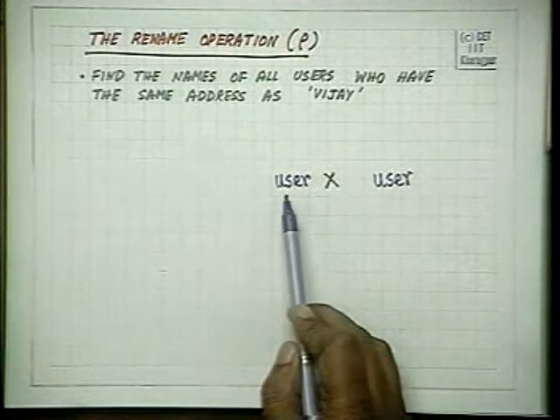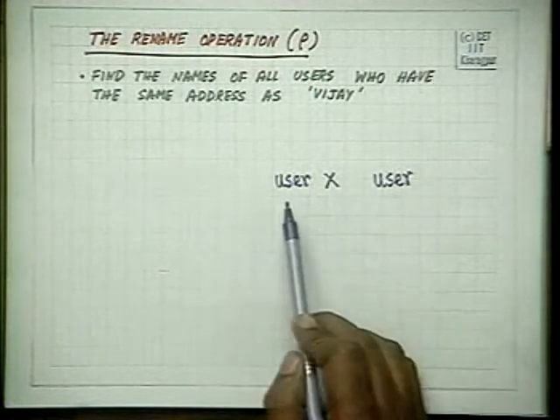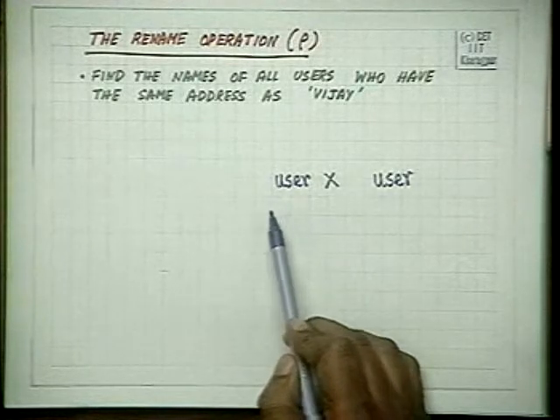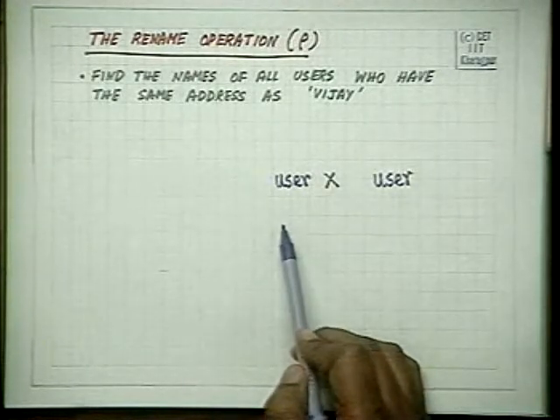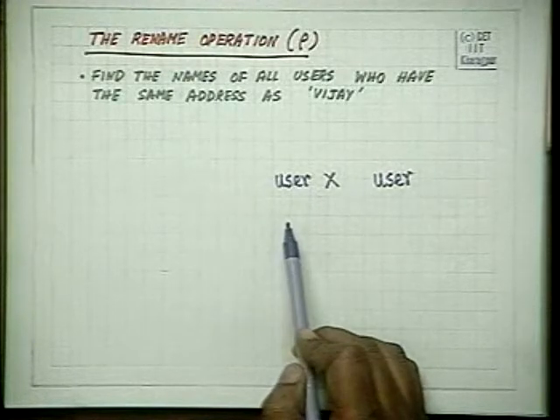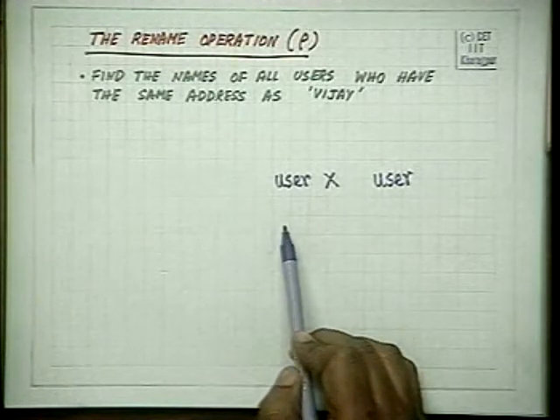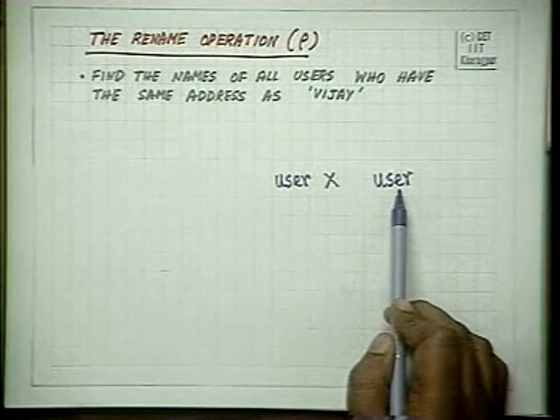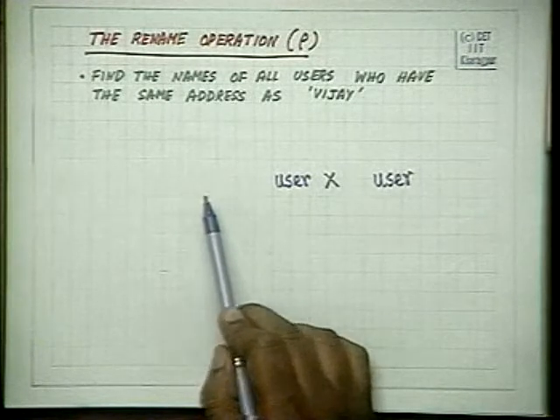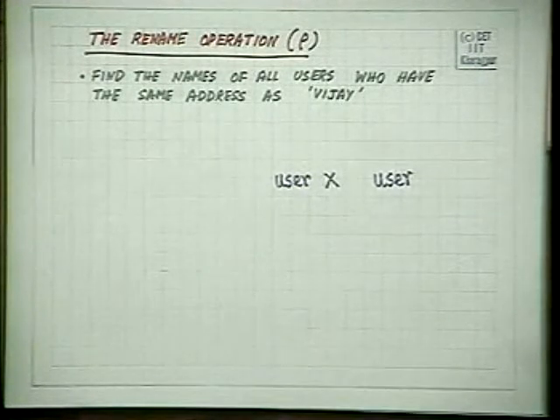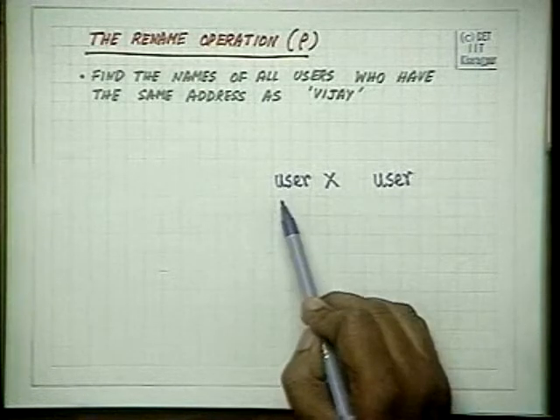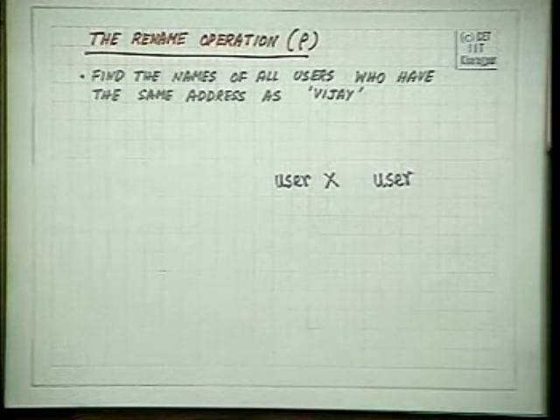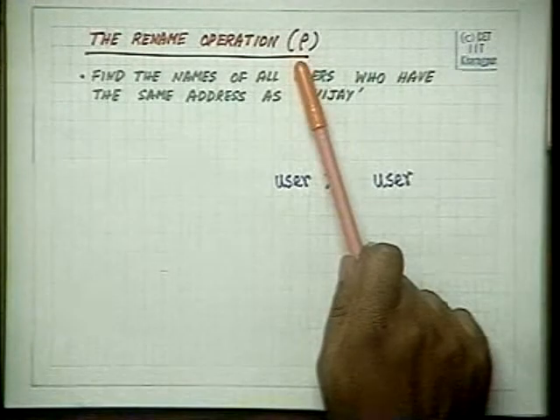We want to find out from this user and this user, that is, in this user we will select those with name equal to Rakesh, find out the address of the person, and find out that this other person must have the same address as this person. But we will get into a problem in trying to write out the query here, because we will not know how to differentiate between the attributes. In order to do that, we have the rename operation.